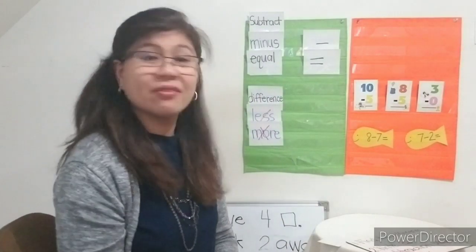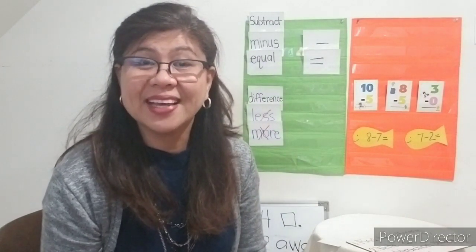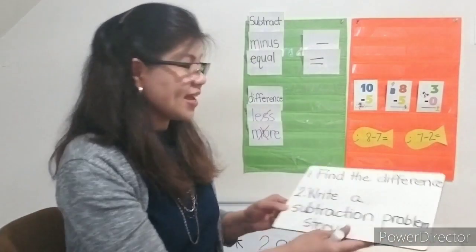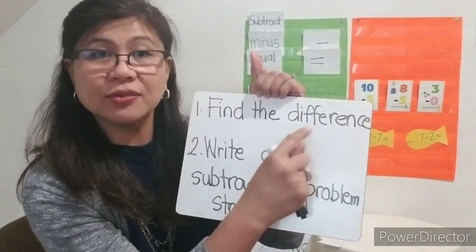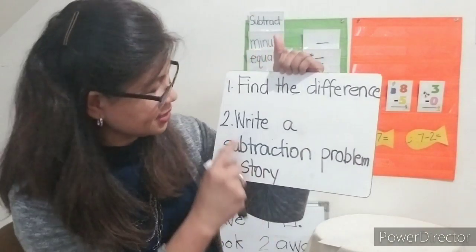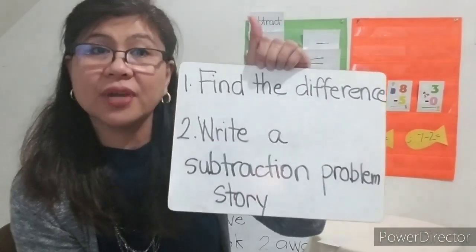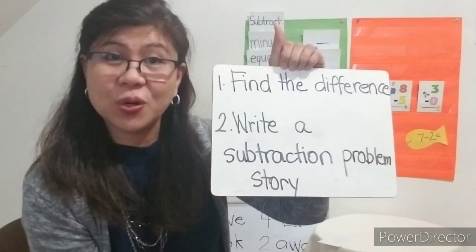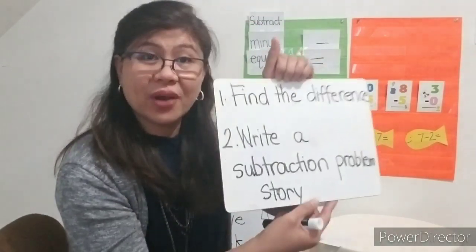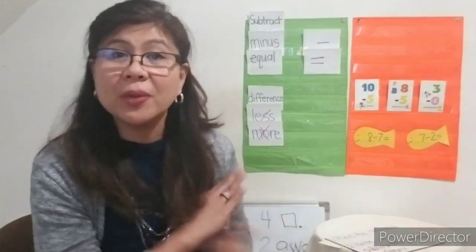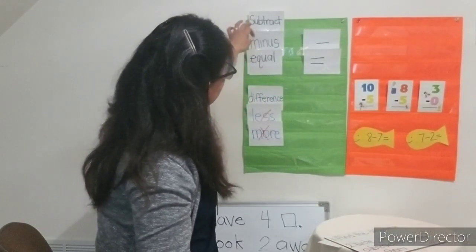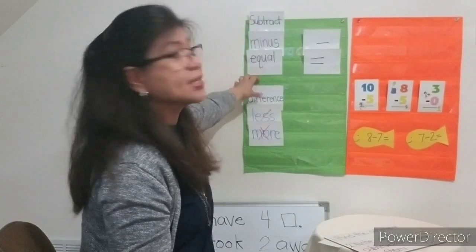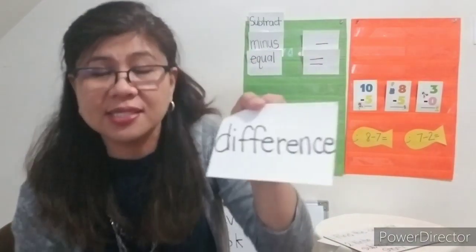Okay, all right. So I hope you learned something. So I said we will learn about finding the difference. Did you learn how to find the difference? And do you now know how to write a problem story using your own words? Okay, so keep practicing at home. Okay, and remember, subtraction is taking away. We use the minus sign, and we put the equal sign, and the answer in subtraction is the difference.